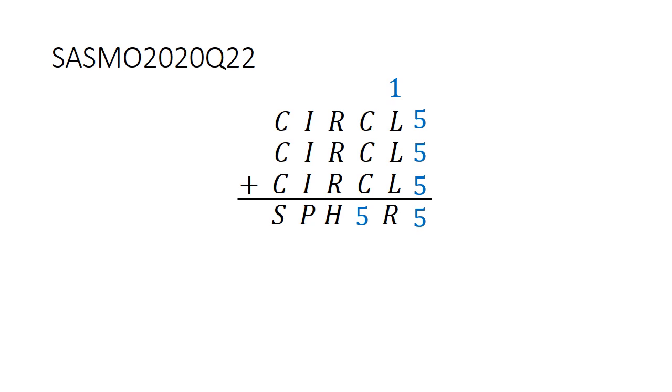We could guess C equals 1. So if the C is equal to 1, that would mean that we need to carry over a 2 from the tens column to the hundreds column. So there's no reason to eliminate this. Now let's try other possibilities.